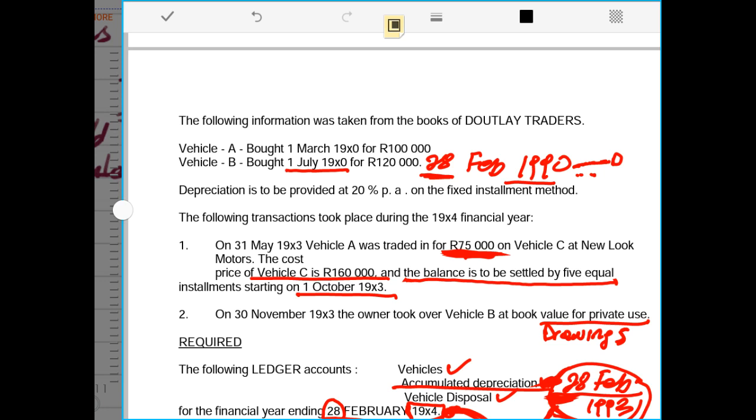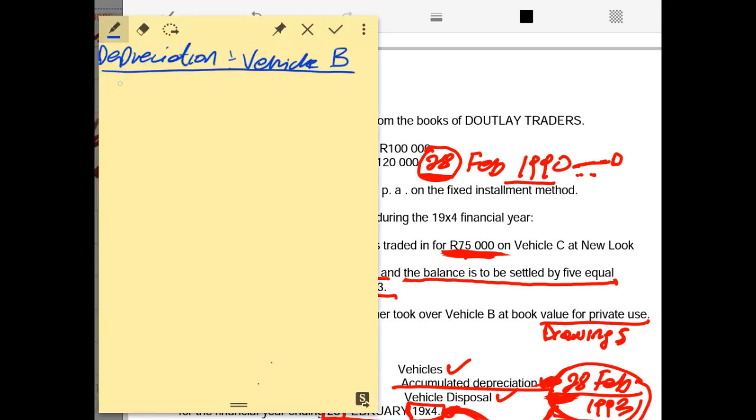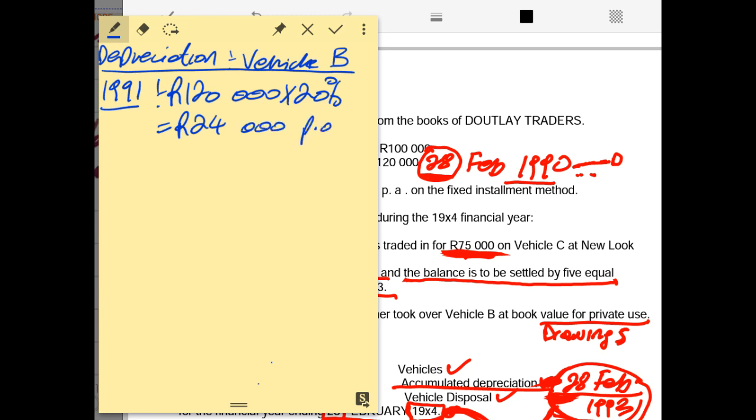Hence when we calculate depreciation for motor vehicle B, we will calculate it for 1991, not for 1990, because the 1990 accounting period, as I said, ended on the 28th of February 1990. So I hope you are more clear with that. Therefore, depreciation for motor vehicle B will start in the year 1991, and the cost is 120,000 rands. We multiply that by 20% because there's no residual value, and that gave us an amount of 24,000 rands as the depreciation per annum.